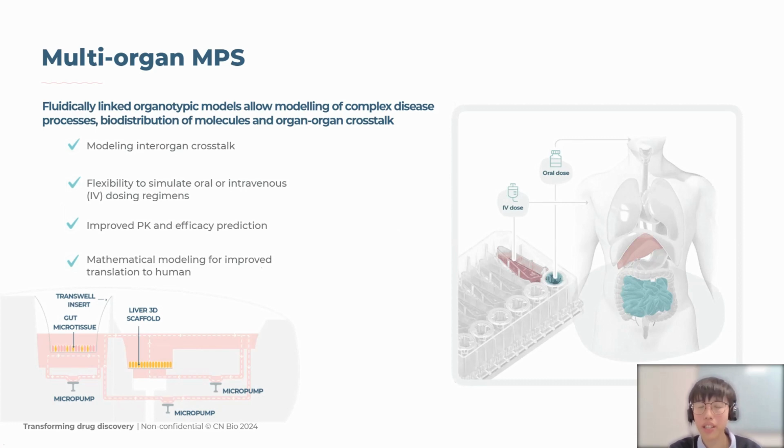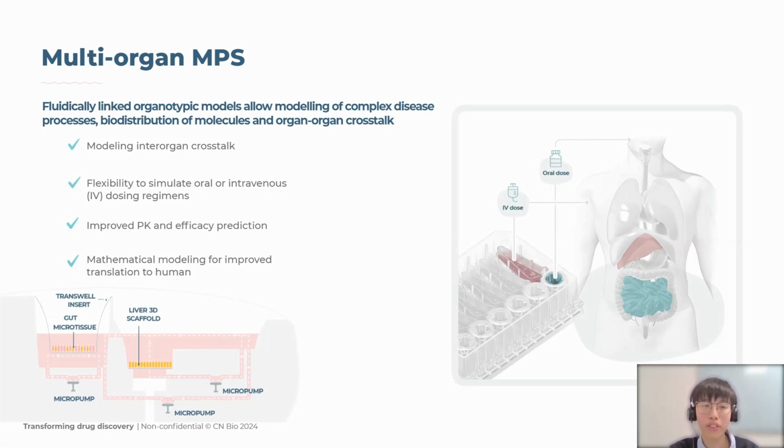So, what's so attractive about a multi-organ MPS? What's so attractive about this technology is that a multi-organ MPS features a fluidic flow which links two separate organ models into one single plate, which could in turn allow the modeling of a complex disease process, biodistribution of molecules, and also inter-organ crosstalk. So in this case, we are modeling the gut-liver axis, and this could be represented by a diagram in the bottom left.